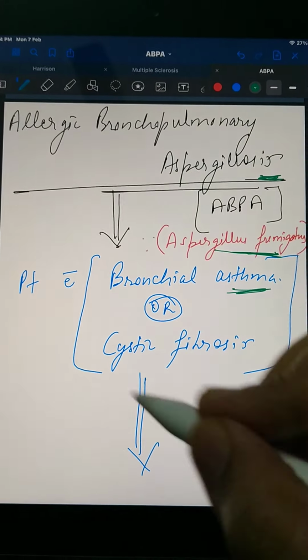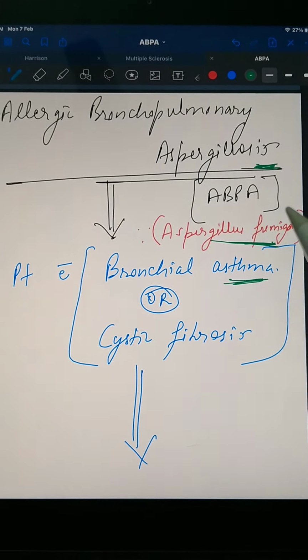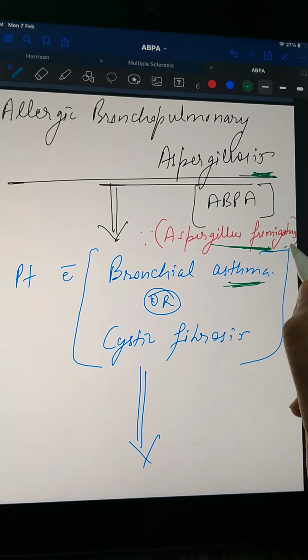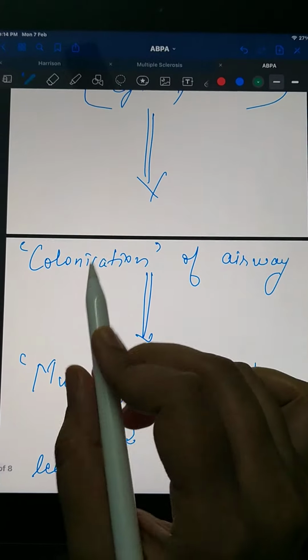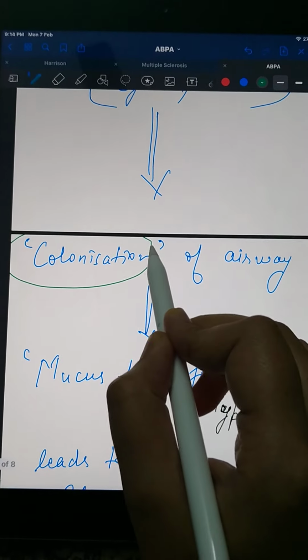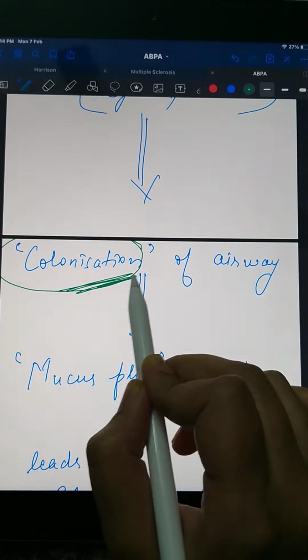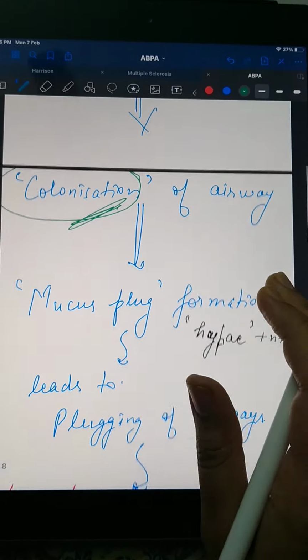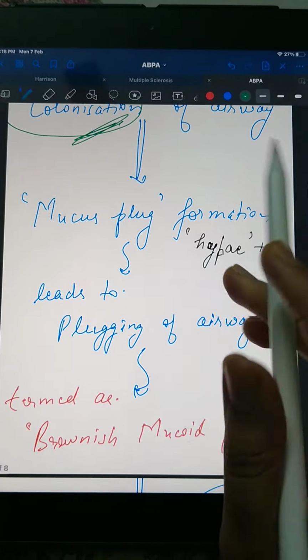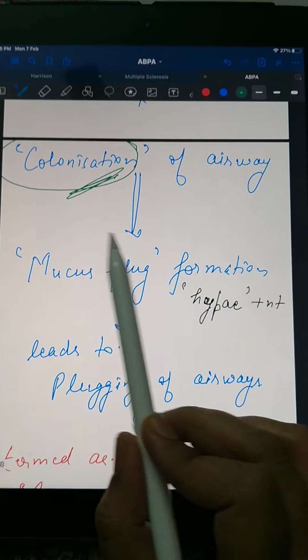The patient is allergic to Aspergillus fumigatus. So in this patient, what will happen? There will be colonization of the airway by Aspergillus fumigatus. Okay, what will colonization lead to? Colonization will lead to the formation of a mucus plug.